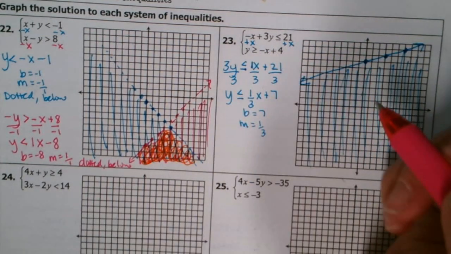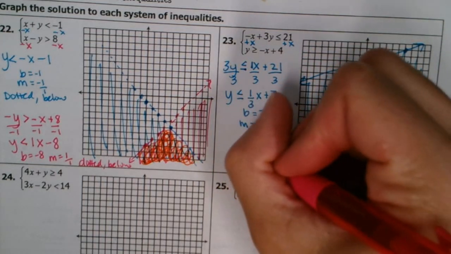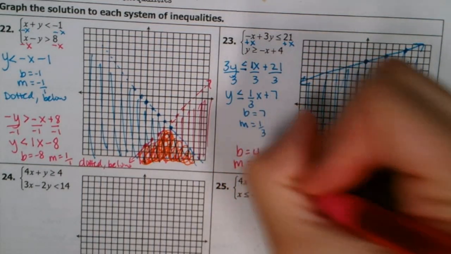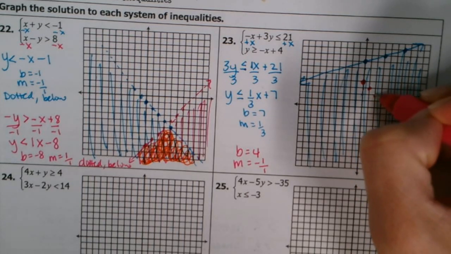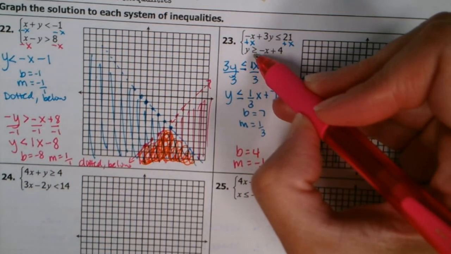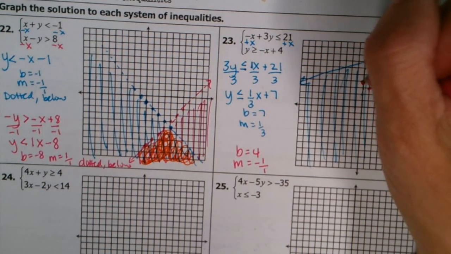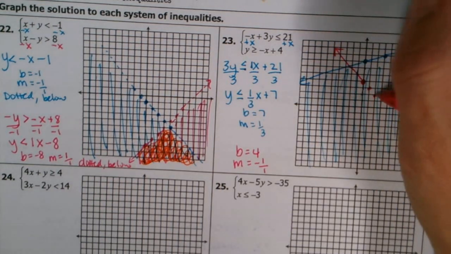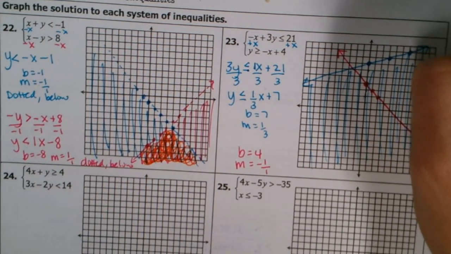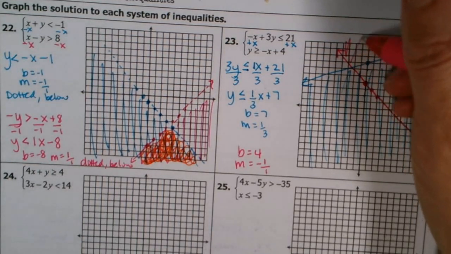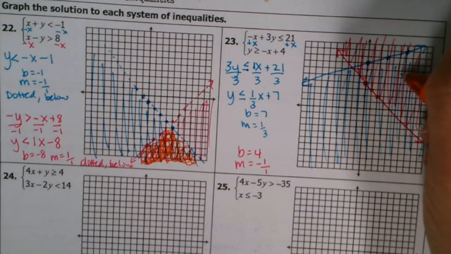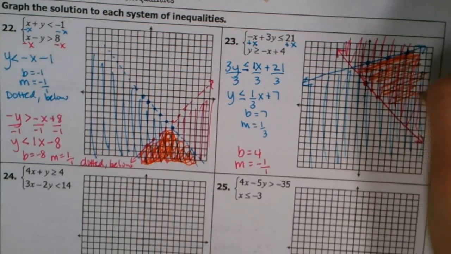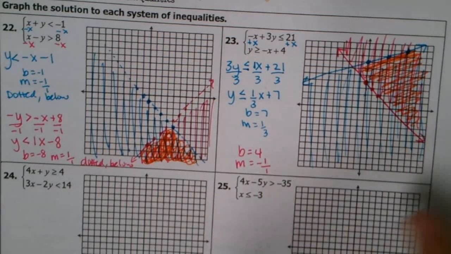For this one, it's already in slope-intercept form. My b is 4, my m is negative 1. So I go to 4, 1, 2, 3, 4, and I go down 1 over 1, down 1 over 1. This tells me it's solid and above. So I'm going to continue my pattern. Go this way and this way. Go to my y-intercept and shade above. My final solution is where both colors are. So this area in here has both colors. That's my final solution.